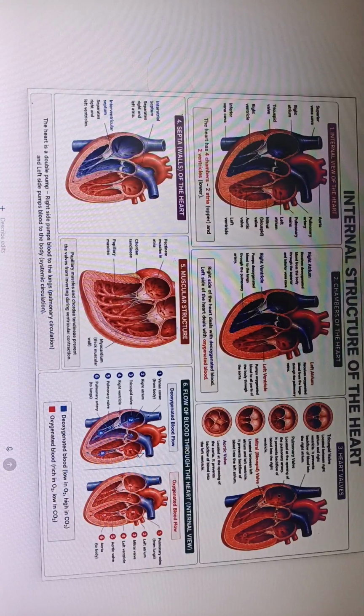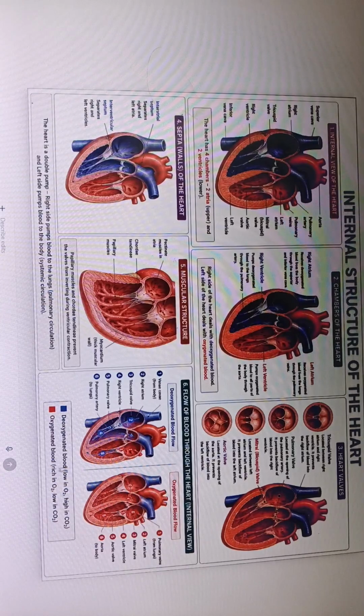There are 4 pulmonary veins: 2 attached to the right lung, 2 attached to the left lung, going to the left atrium. When the left atrium contracts, blood comes to the left ventricle through the mitral valve. When the ventricle contracts, blood goes to the aorta. From the aorta, blood goes to all parts of the body cells.